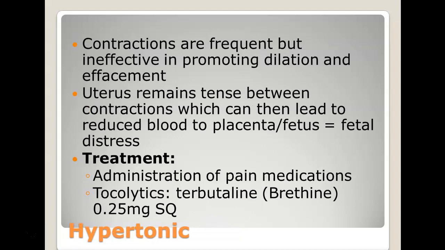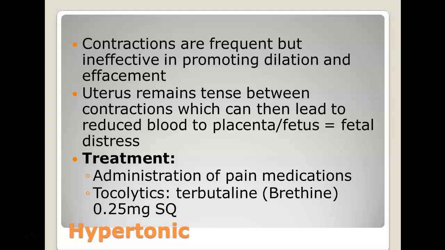So contractions in the hypertonic are frequent, but they're ineffective in promoting dilatation and effacement. So although she's having them long and more frequent, they're not effective in this manner. And the uterus remains tense between those contractions, which can lead to reduced placental fetal circulation and fetal distress. So the treatment in these cases is we can administer either pain medications and/or a tocolytic.